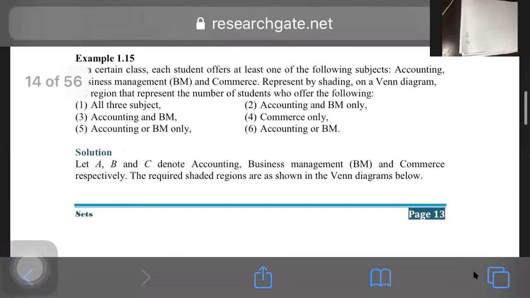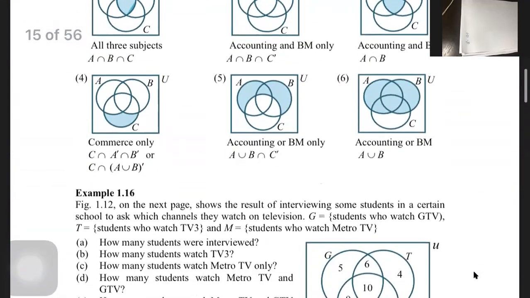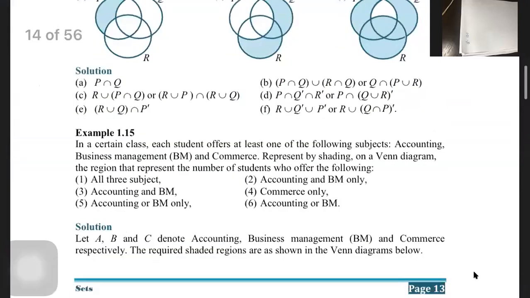So now let's see. I have our first 3 set problem. I think you have some shadings to do. In a certain class, each student offers at least one of the following subjects. Whenever you hear something like this in a set question, it is just a confirmation. It is telling you that there is no complement in the question. So you shouldn't expect anything outside the 3 sets. So they will just bring it inside.